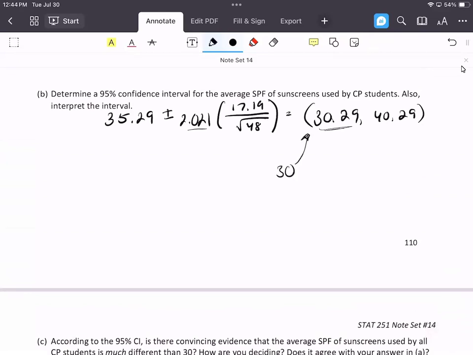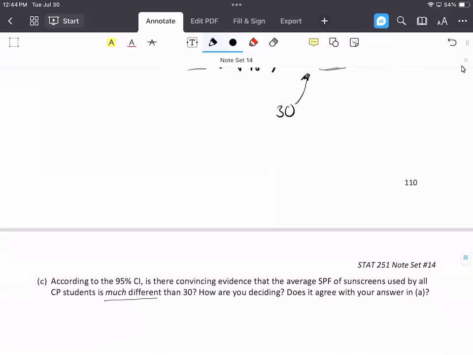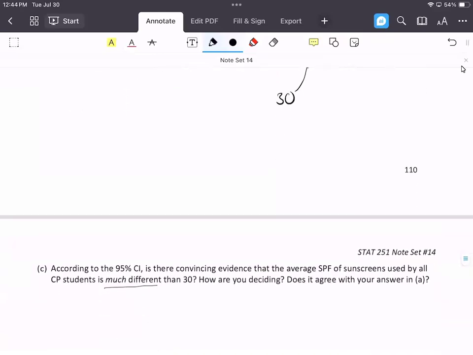Now, 30 is technically outside of there, but would you say that if 30.29 is, which it is, based on the confidence interval, could be the true mean, is that much different than 30? And the answer is no. 30.30 versus 30.2985 is not meaningfully different in these circumstances. Okay, so they're not meaningfully different. They are statistically different, but they're not meaningfully different.